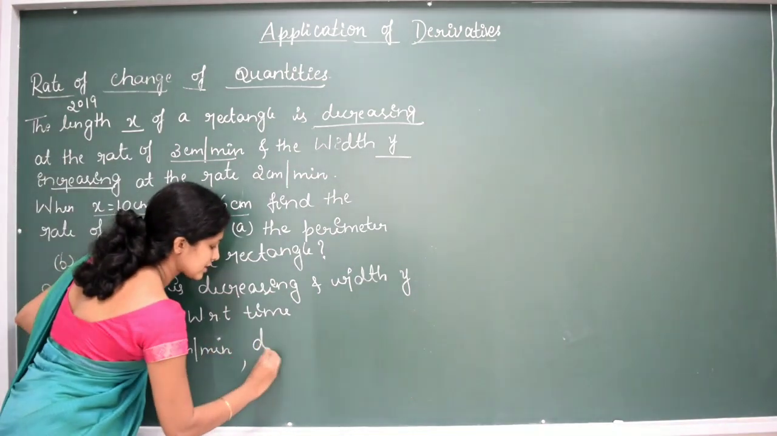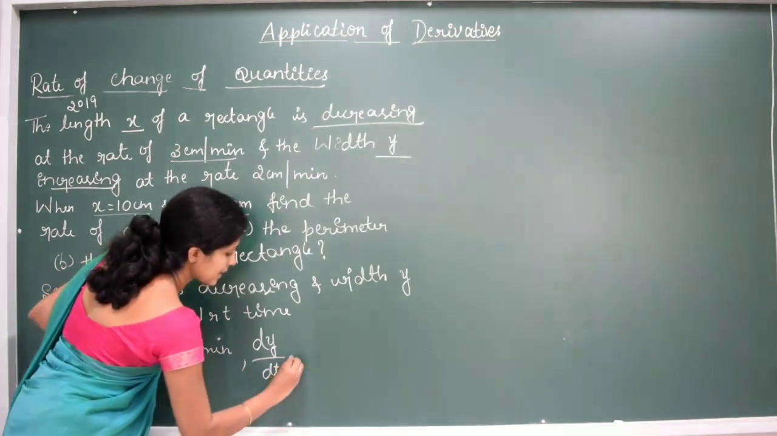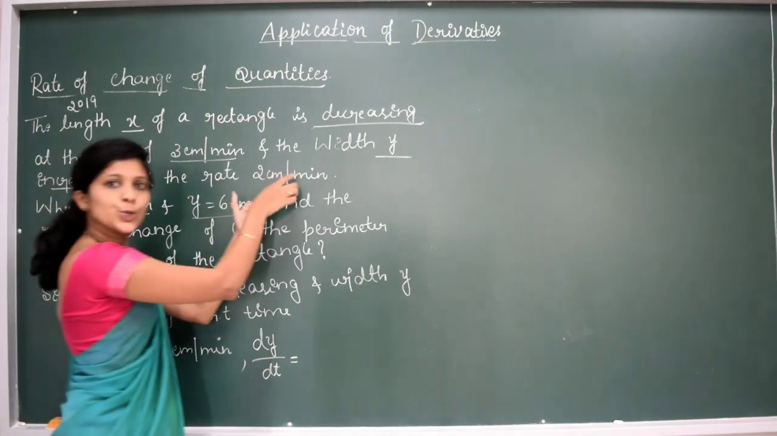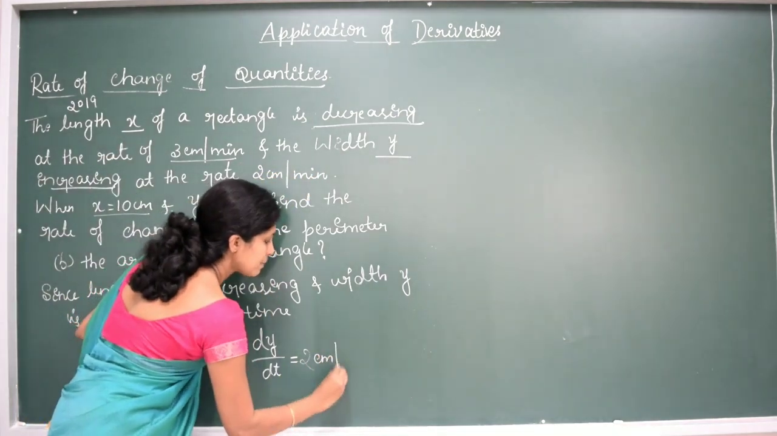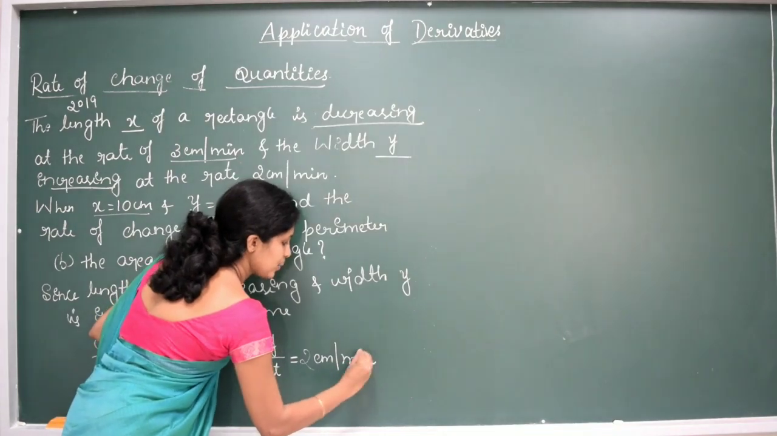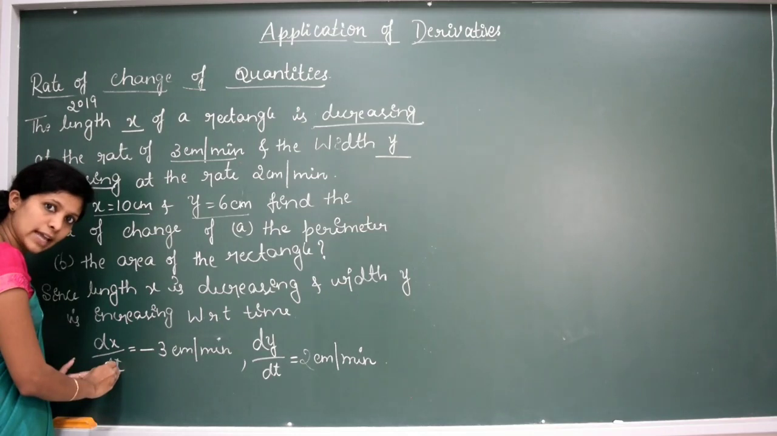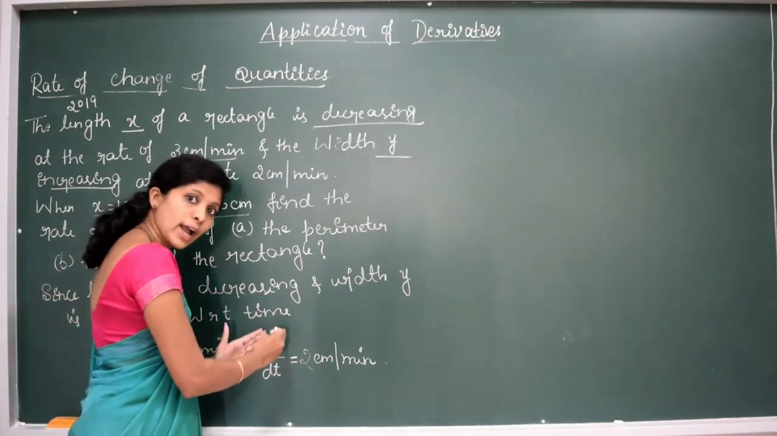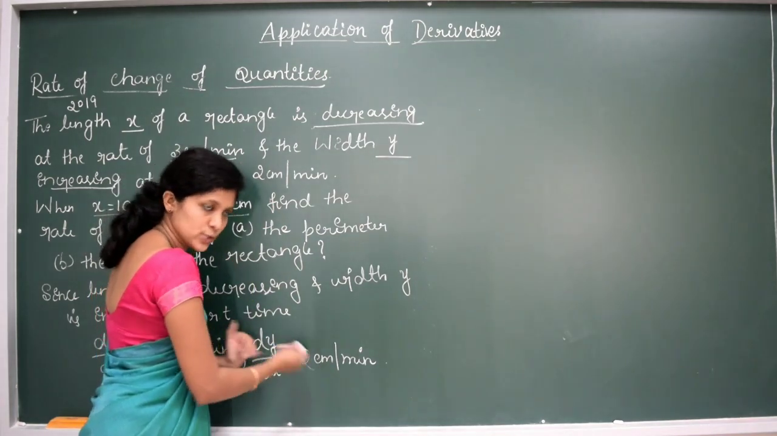Now the change in the width, that is dy by dt, right? It is increasing, at the rate of 2 centimeter per minute. So this will be now 2 centimeter per minute. I hope you understood this one. The rate of change of the length with respect to time is decreasing, so it is negative. The rate of change of y is increasing with respect to time, so it will be positive.